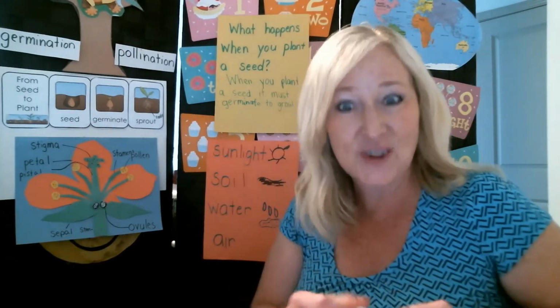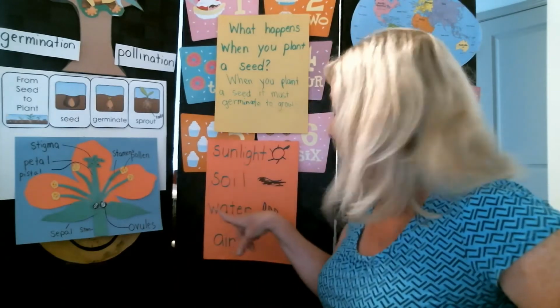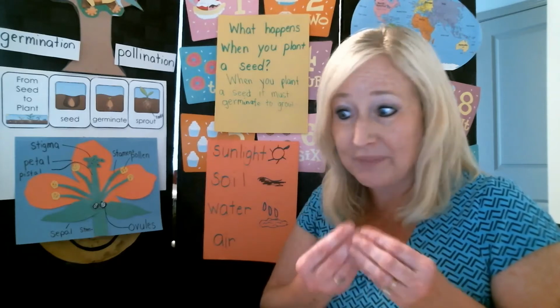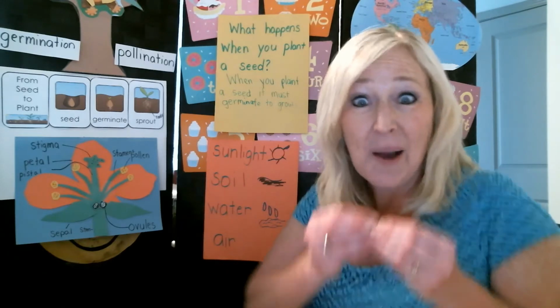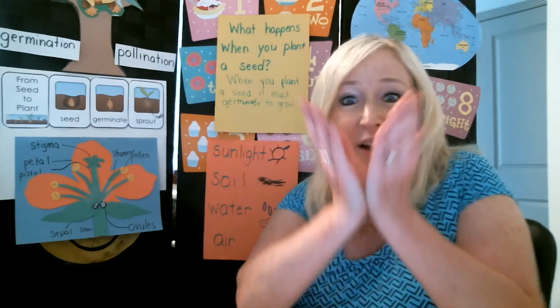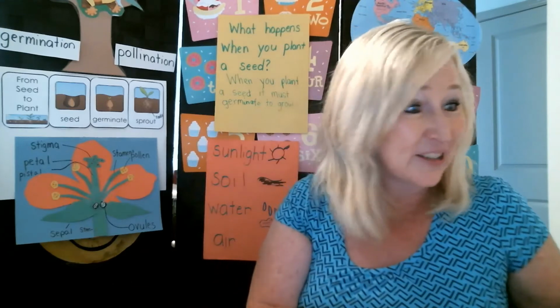How would a plant germinate? You must plant it in the soil. It needs water to soak in and make that seed coat break open, and then the flower or the plant grows up towards the sun. Great job. You did a great job listening today and answering those questions.